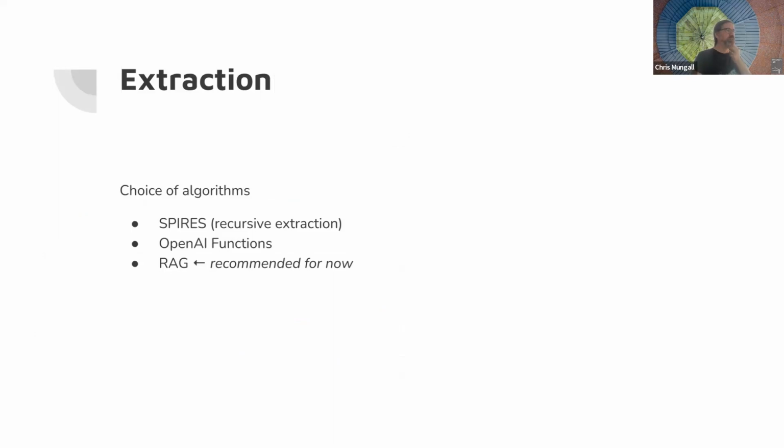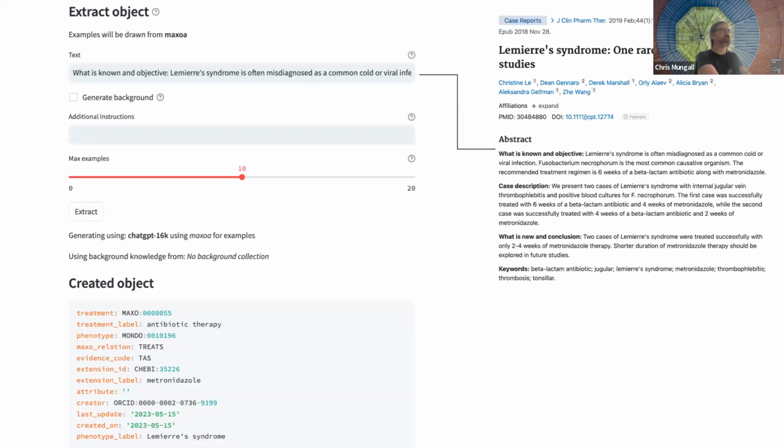So on to the next function, which is extraction from text. You've got a choice of different algorithms here. There's the Spires algorithm, which underpins OntoGPT, which we've talked about here before. You can also make use of OpenAI functions, but the main recommended way of doing this for now, although it really depends a lot on the data structure that you're extracting into, is to use this retrieval augmented generation technique.